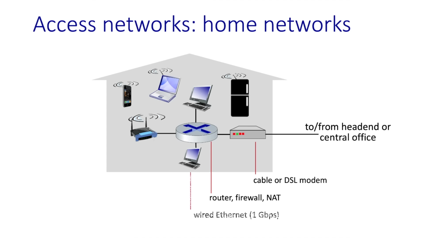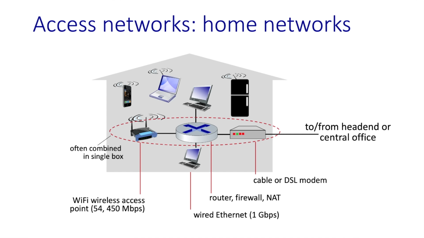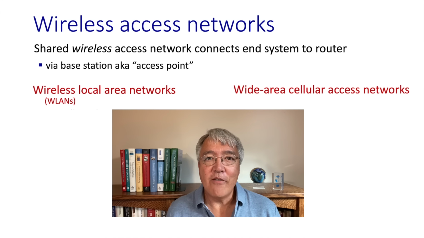Now, these links are typically wired Ethernet that runs typically at 100 megabits or a gigabit per second transmission rate, and Wi-Fi, which runs at tens or hundreds of megabits per second. Often the router, the modem, Wi-Fi, and Ethernet are all combined into one box. And then, of course, we've got the home devices themselves, the hosts, and the end systems that we talked about earlier.